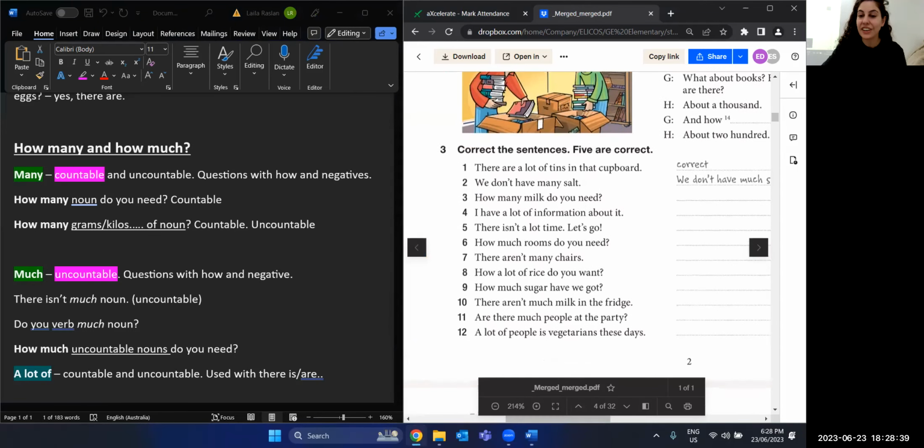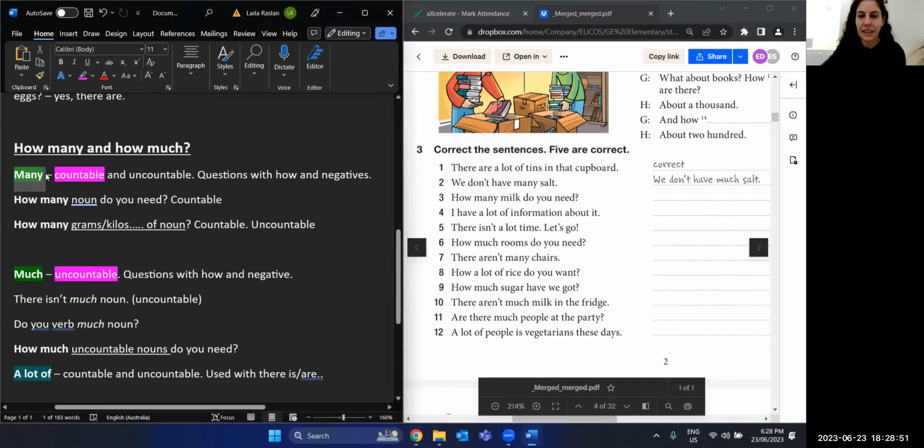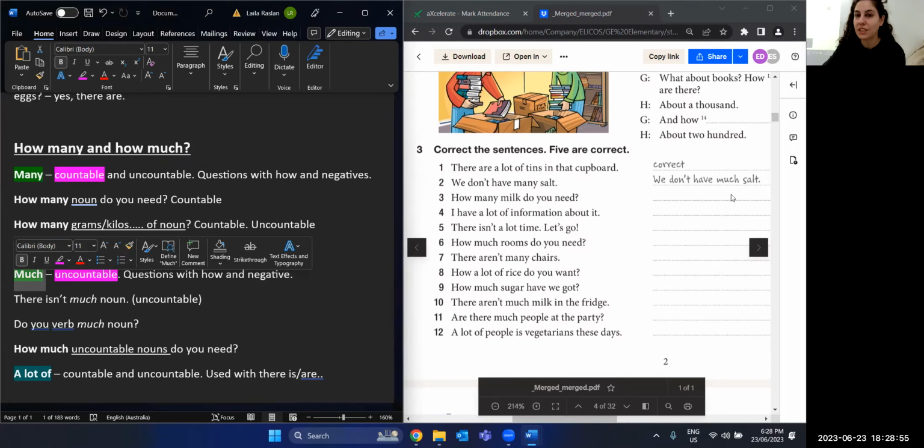Let's look at these. Correct the sentences. 5 are correct. So number 1, there are a lot of tins in that cupboard. Correct. We don't have many, should be much because salt is uncountable. We don't have much salt.